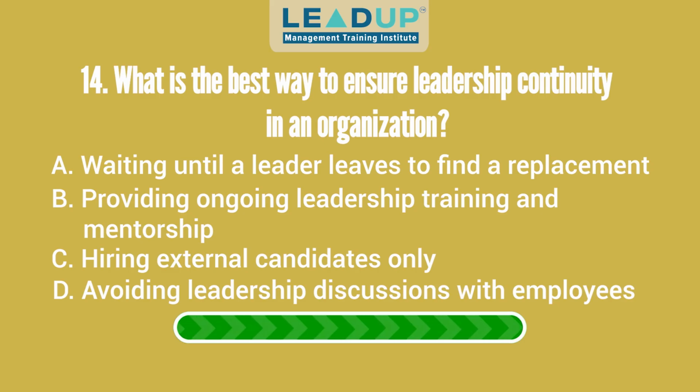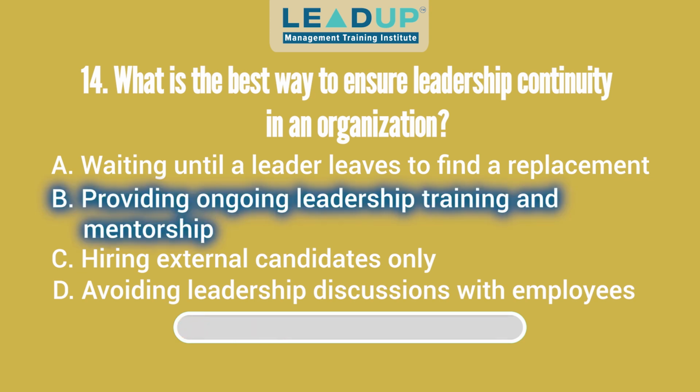Question 14. What is the best way to ensure leadership continuity in an organization? A. Waiting until a leader leaves to find a replacement. B. Providing ongoing leadership training and mentorship. C. Hiring external candidates only. And D. Avoiding leadership discussions with employees. Answer. Providing ongoing leadership training and mentorship.